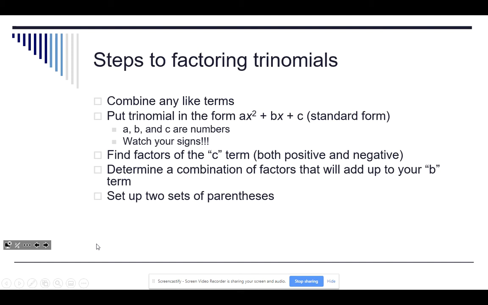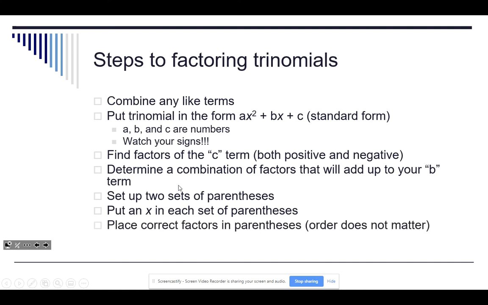Then set up two sets of parentheses and put x in the front of each set of parentheses. If you're not working with x and you're working with another variable, use that variable. But in the case where I'm telling you to put it in the form ax squared plus bx plus c, we want you to make sure that you're putting x there. By the way, in all of these examples, you won't have any number in front of the x squared. In other words, a will be equal to 1 at all times.